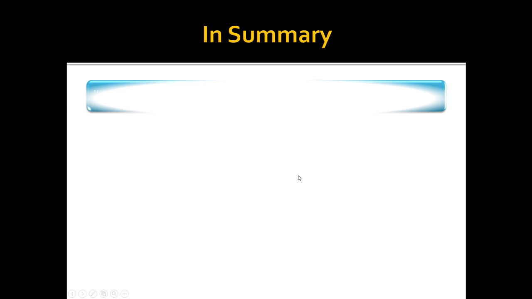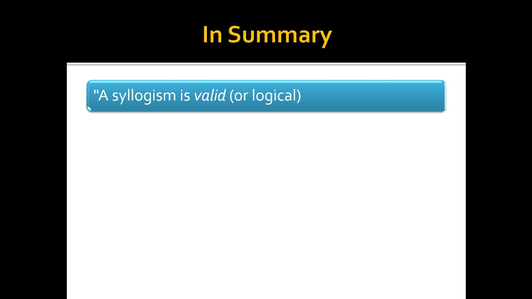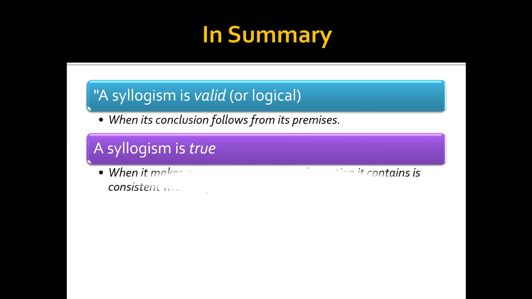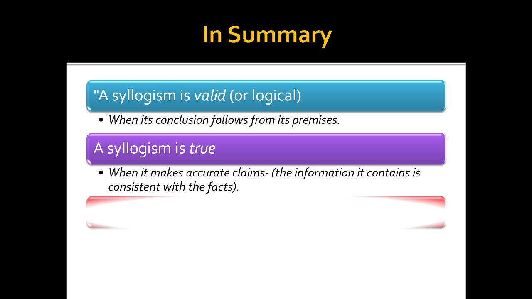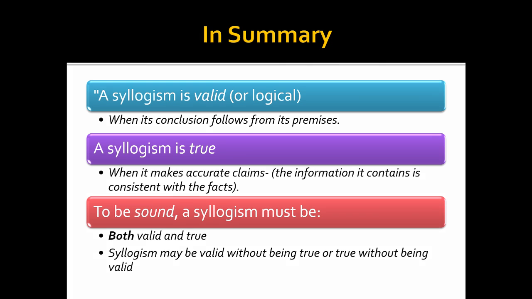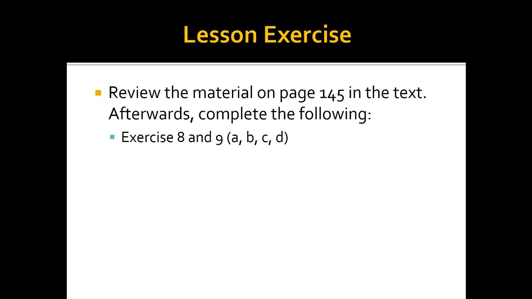So in summary, a syllogism is valid or logical when its conclusion follows from its premises, right? A syllogism is true when it makes accurate claims. The information it contains is consistent with the facts. To be sound, a syllogism must be both valid and true. A syllogism may be valid without being true or true without being valid. Okay, so I'll leave it right there, and hopefully this lecture helps you out a bit.